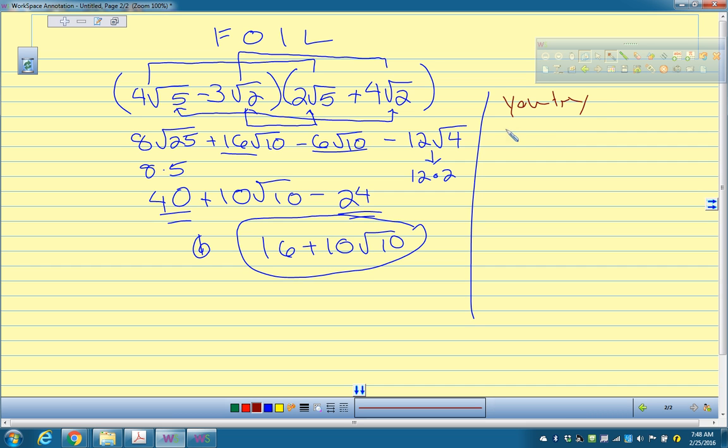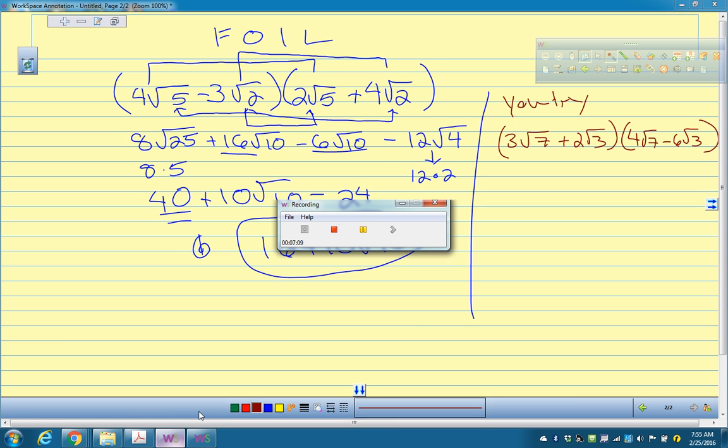Try 3 root of 7 plus 2 root of 3 times 4 root of 7 minus 6 root of 3. Go ahead, give that one a try. I just made that one. Let's see what it comes up to, for my viewing audience.